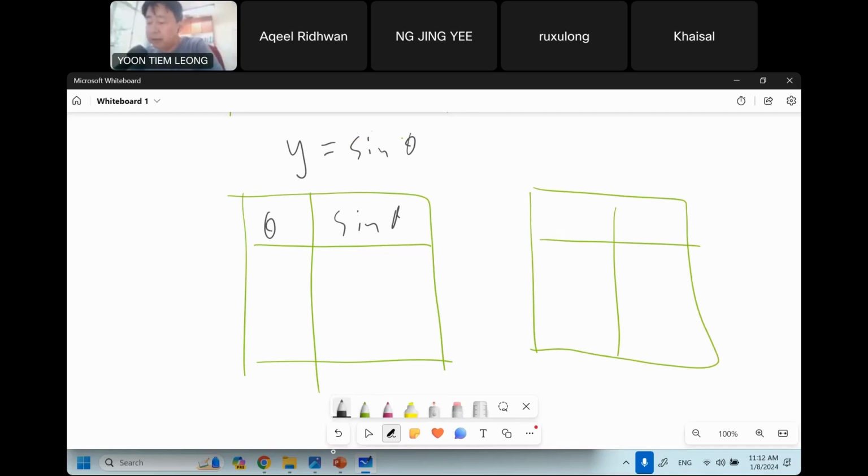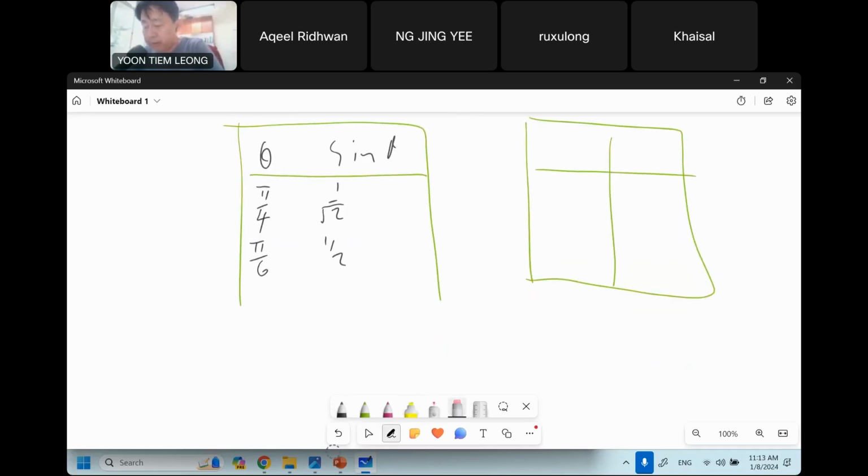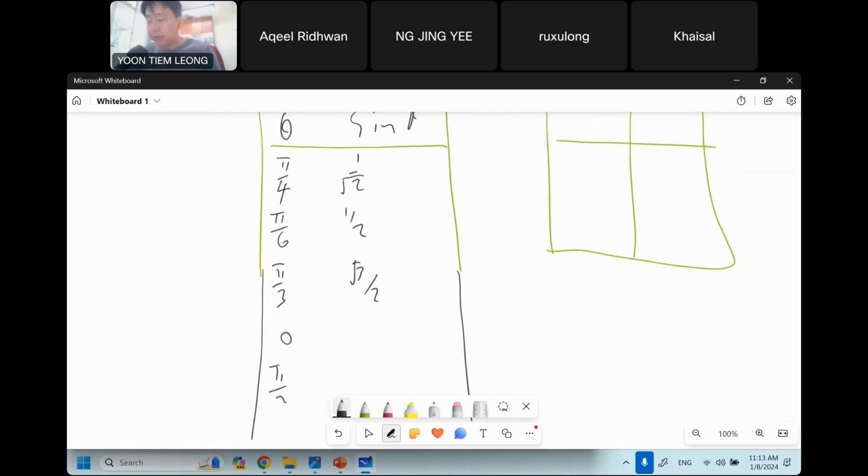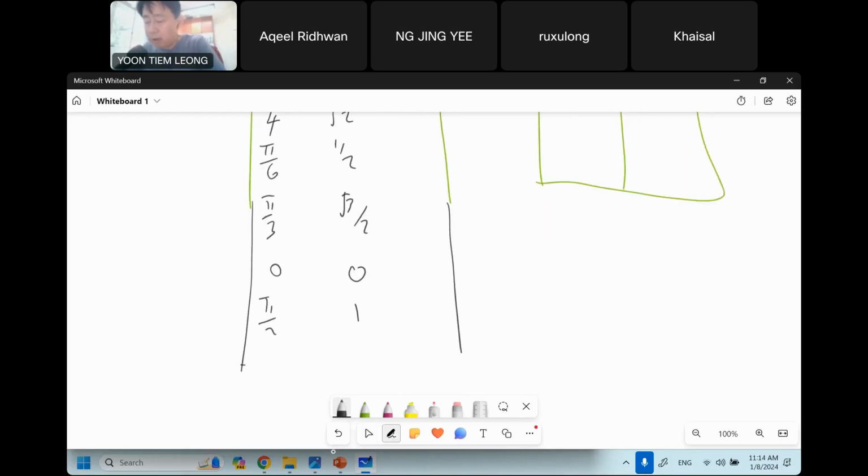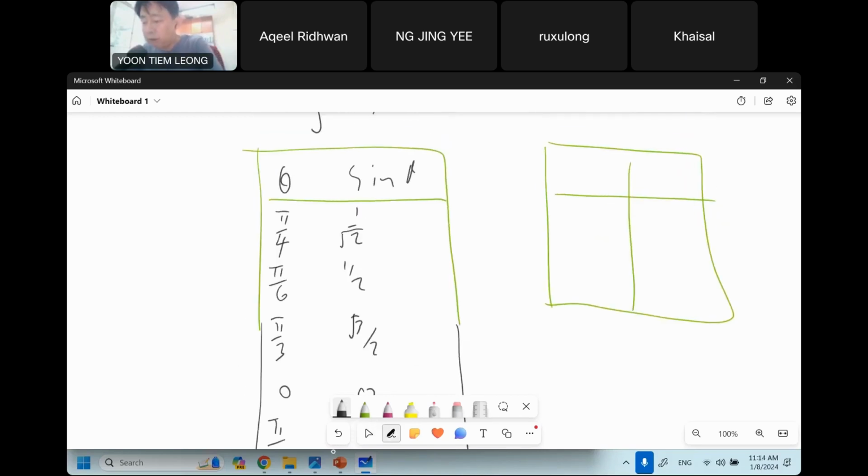Say, for example, when theta is 30 degree, pi over 6, sine of 30 degree is half. You can also have the sine of the other number, say pi over 3. So pi over 3 is 60 degree. Sine of 60 degree is square root of 3 over 2. We also have, of course, 0 and pi over 2. Sine 0, you got 0. Sine 90 degree, you have 1. So these are all the familiar values of sine at some specific angle.